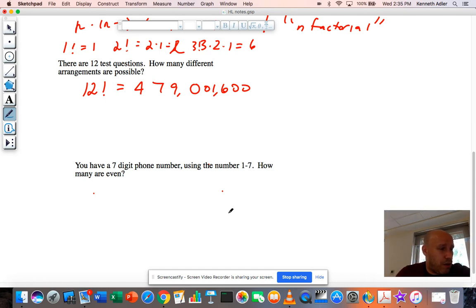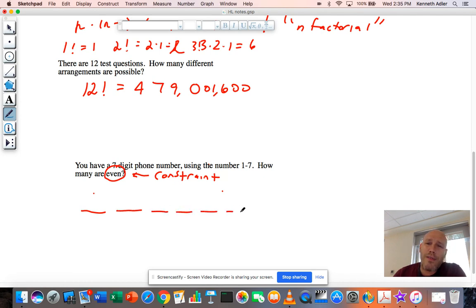So what's the important word here? Even. That's our constraint. So maybe you want to draw the spaces out, 1, 2, 3, 4, 5, 6, 7. And you think of a couple of numbers, but then you're like, wait a minute, but they have to be even. So where do you think the first constraint is? Anyone? Yes, excellent. This last number has to be even, which means you can only use a 2, 4, or 6 here, which means there's only three options for the last number.